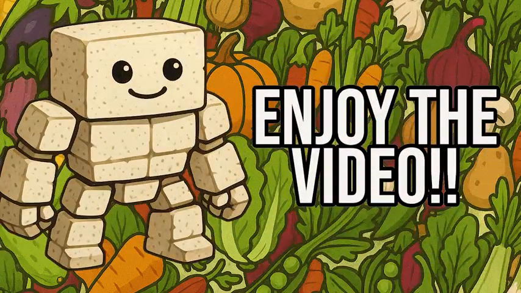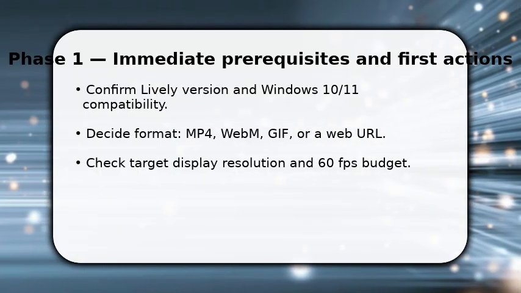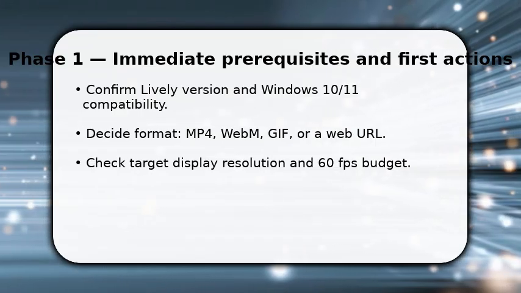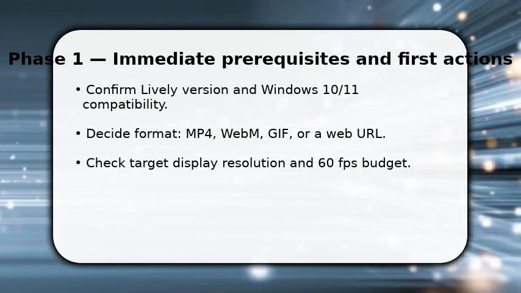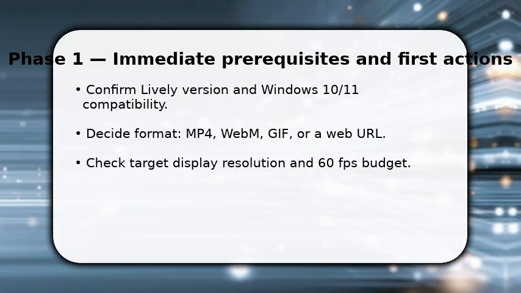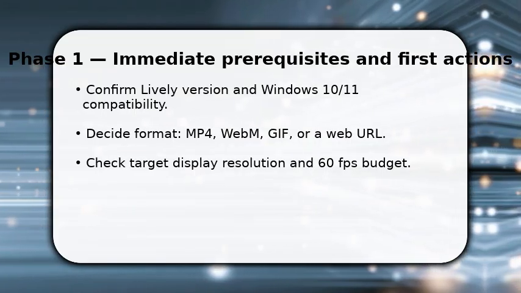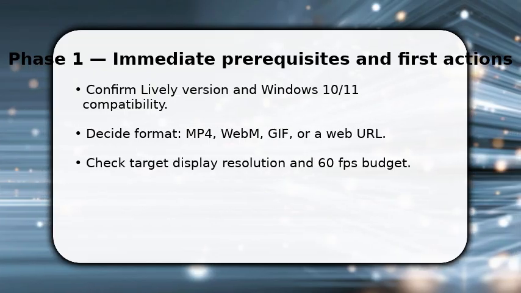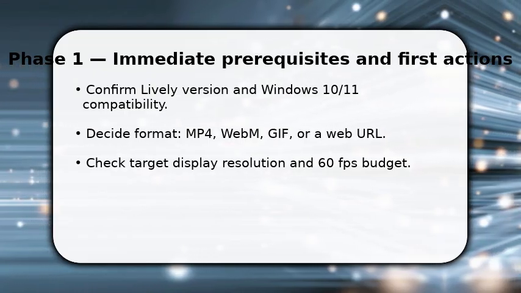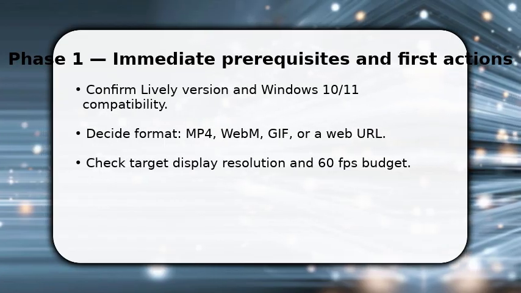Please enjoy the video. You start by confirming Lively is updated and your PC meets basic GPU and RAM needs. This avoids surprises. Next, choose the format you want: MP4 or WebM for smooth playback, GIF for simple loops, or a web URL for interactive scenes.